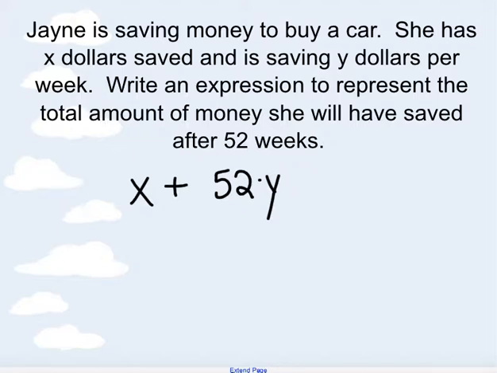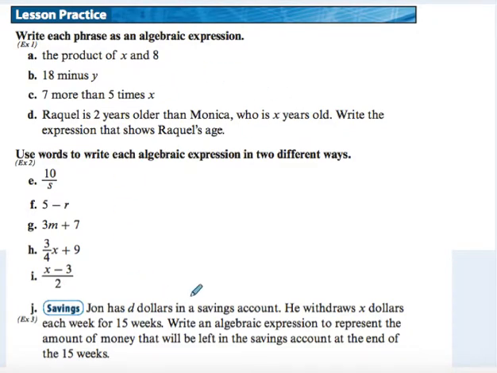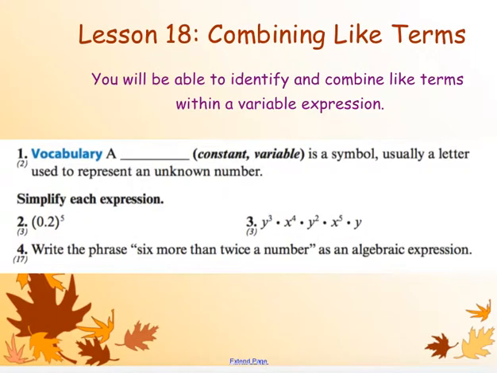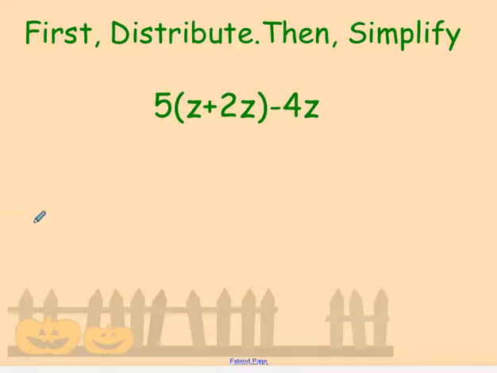All right, that's actually the end of the lesson. If you want some more extra practice, you can look at these and try these out. But let's go on to lesson 18, combining like terms. So, a couple things with like terms. First, to be able to have a like term, we need to have the same variable with the same exponent. And what I mean by that is if we have x squared y.